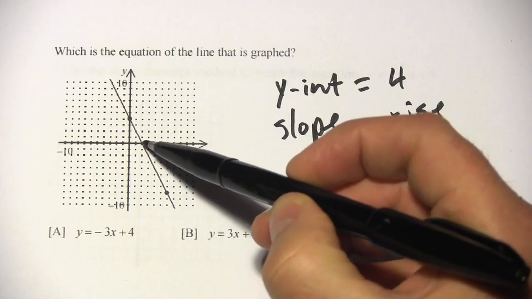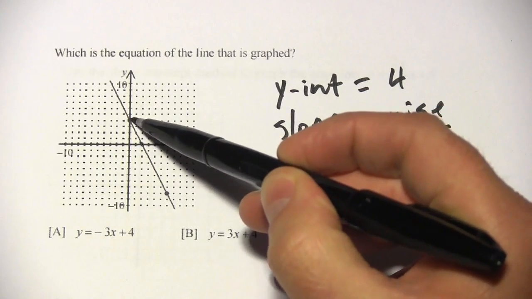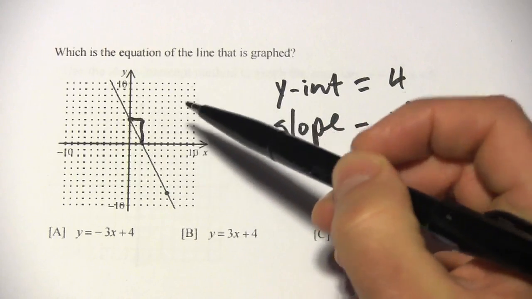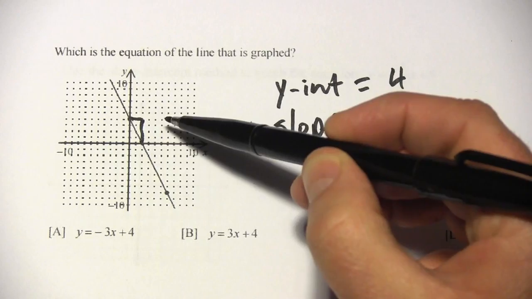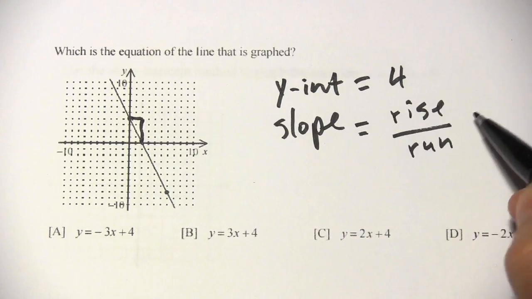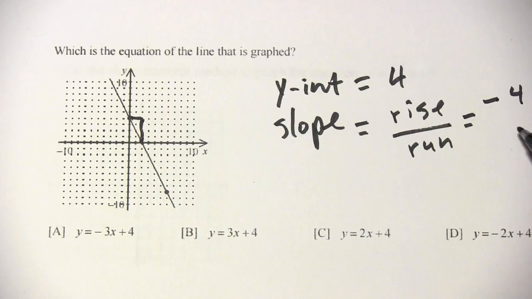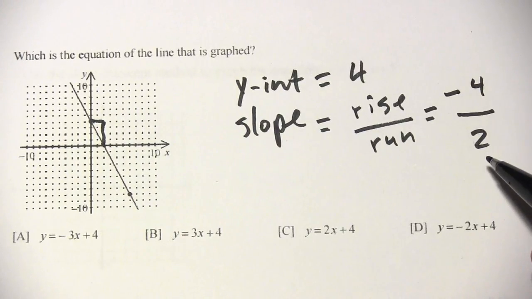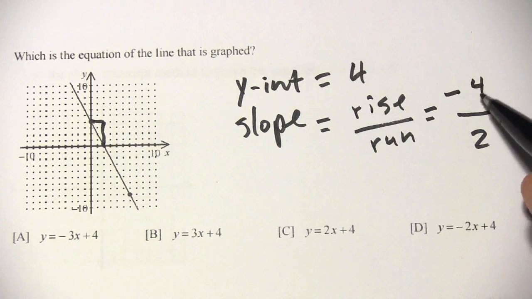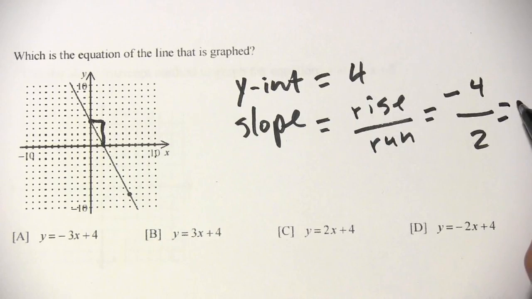And then it seems to cross this point right here. So I think I'm going to count from here down to here. And it goes down 4, and it goes over 2. So the rise is down 4, that's a negative 4, and the run is 2. So rise over run is negative 4 over 2, and we can simplify that. That's just negative 2. So the slope equals negative 2.